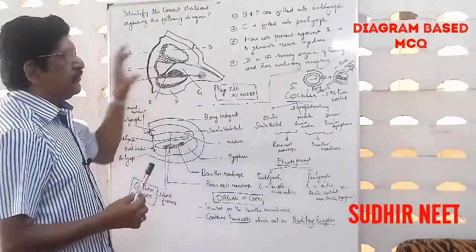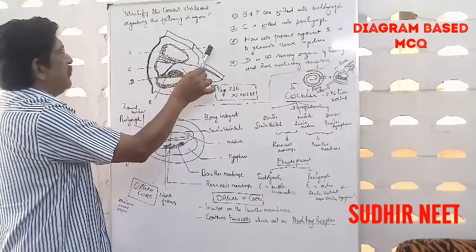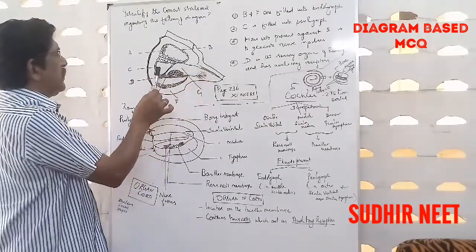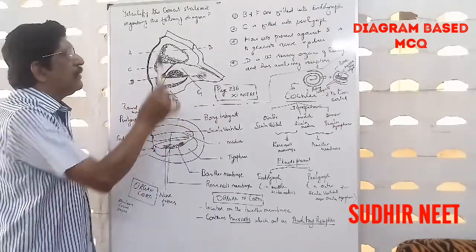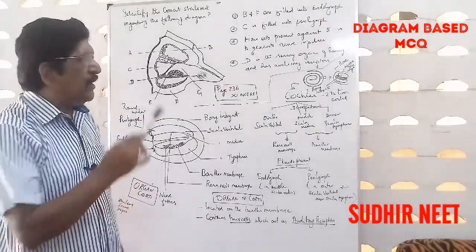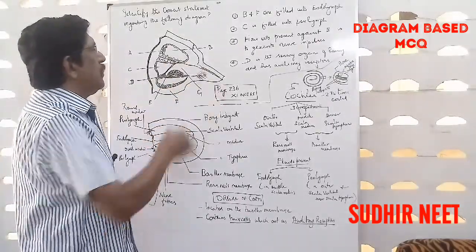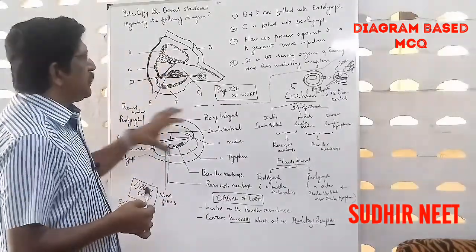So this is the question. So here is the diagram. Here is the A, B, C, D, E, F, G. Okay. First you look at the picture and have a deep look at the picture to identify the parts.